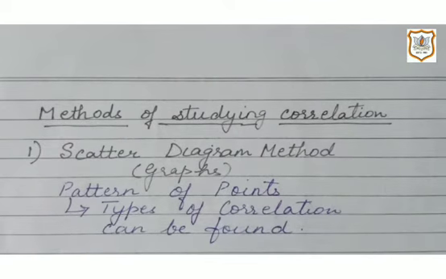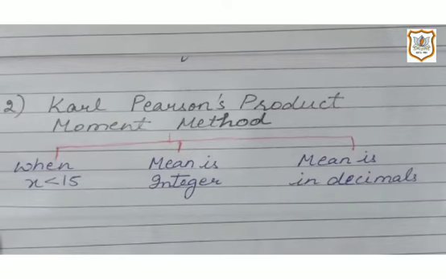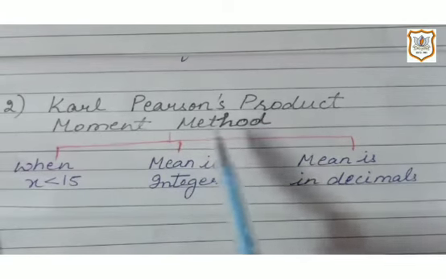In the graphs we are going to plot the values of the two variables which are given to us, and then from the pattern of points we will find the type of correlation. The type of correlation means that which we have discussed earlier, that is positive, negative or lack of correlation. The second method to find the type of correlation is Karl Pearson's product moment method.